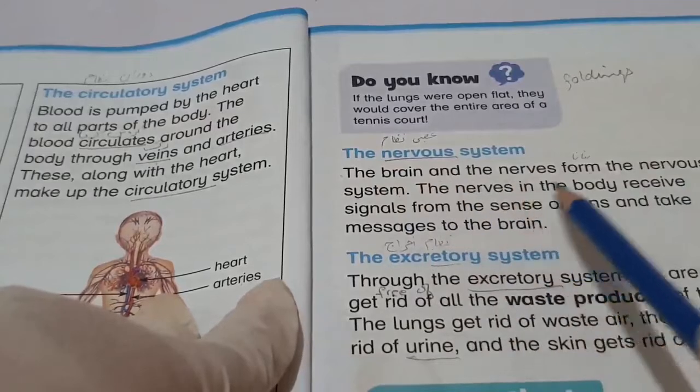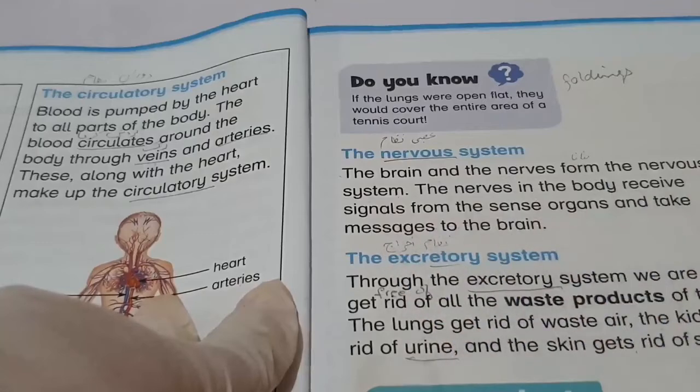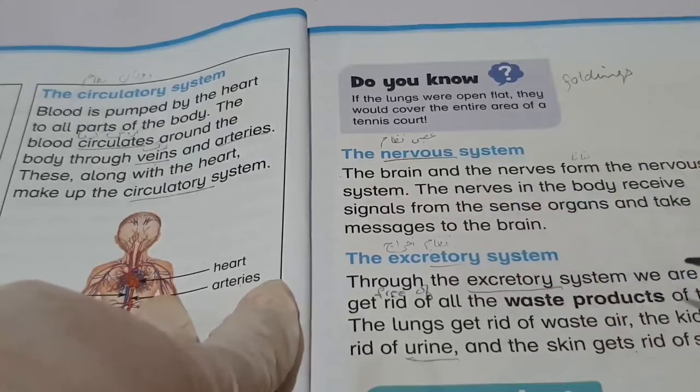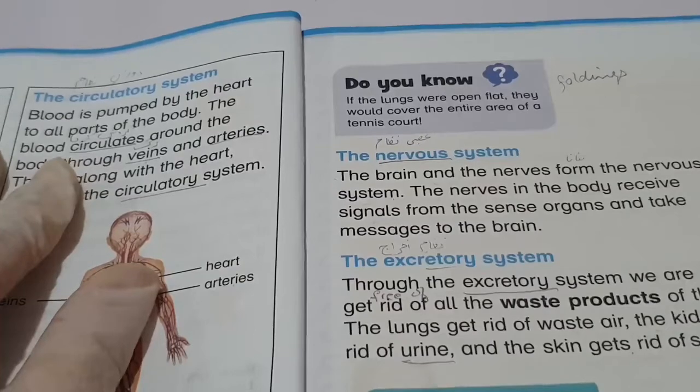The nerves in the body receive signals from the sense organs and take messages to the brain. As I have told you, in the sense organs there is a message system. So there must be something over there to receive that message and bring back the message or reply from the brain. Nerves do that part. They take the message from the sense organs to the brain, then bring replies, and take the message to all parts of the body. So this is called our nervous system.